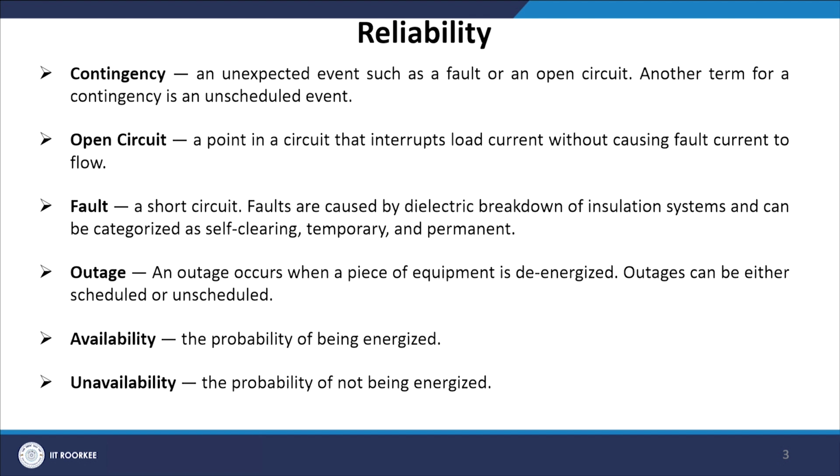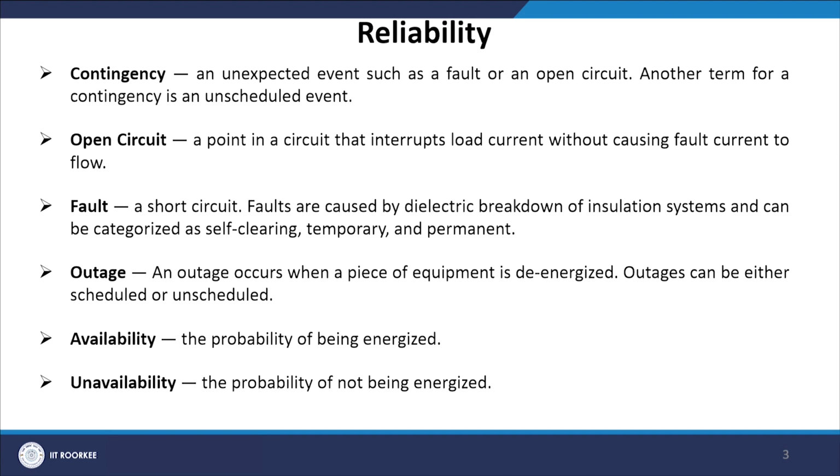Next, an open circuit is a point in a circuit that interrupts load current without causing fault current to flow. Next is fault. A fault is a short circuit. Faults are caused by dielectric breakdown of the insulation system and can be categorized as self-clearing, temporary, and permanent. Outage: an outage occurs when a piece of equipment is de-energized. An outage can be either scheduled or unscheduled.